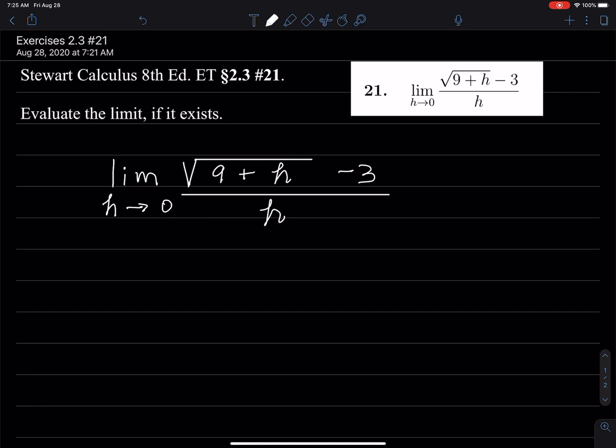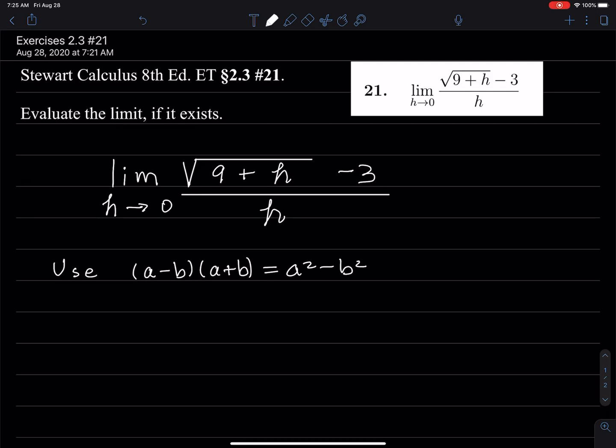Okay, in this problem we're going to evaluate the limit if it exists. This is the limit as h goes to 0, and what we see is there is a radical in this expression. It's radical 9 plus h minus 3 divided by h. What we're going to use is the formula a minus b times a plus b equals a squared minus b squared.